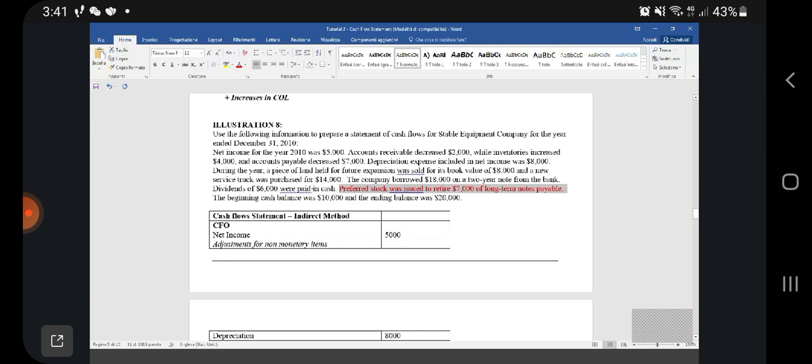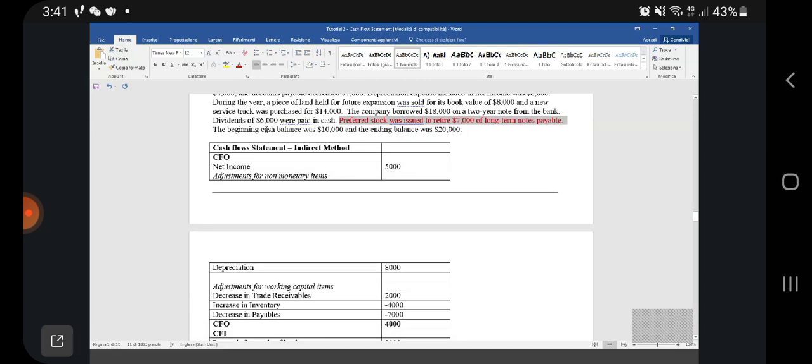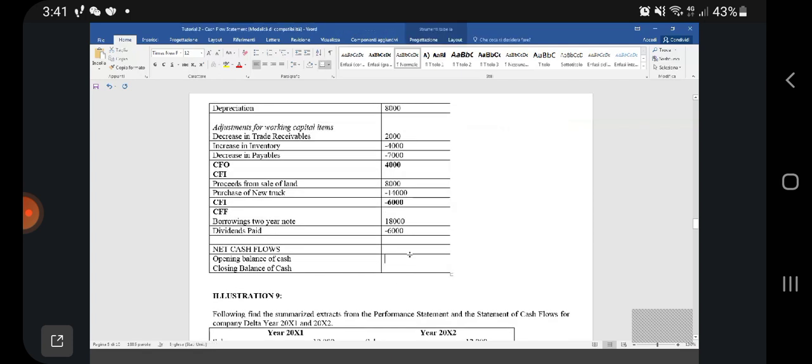Why not? No money is coming in and no money is going out. We are just replacing one item with the other, okay? So no place to be shown in the cash flow statements. Good, we also have the beginning cash balance and the ending one. So beginning or opening is 10,000, closing is 20,000. I'm just putting that there.